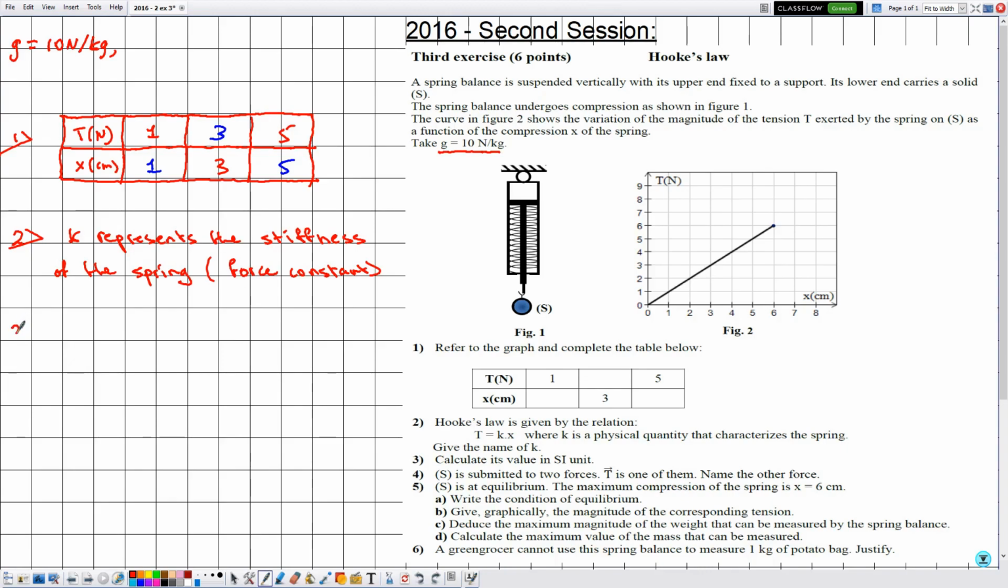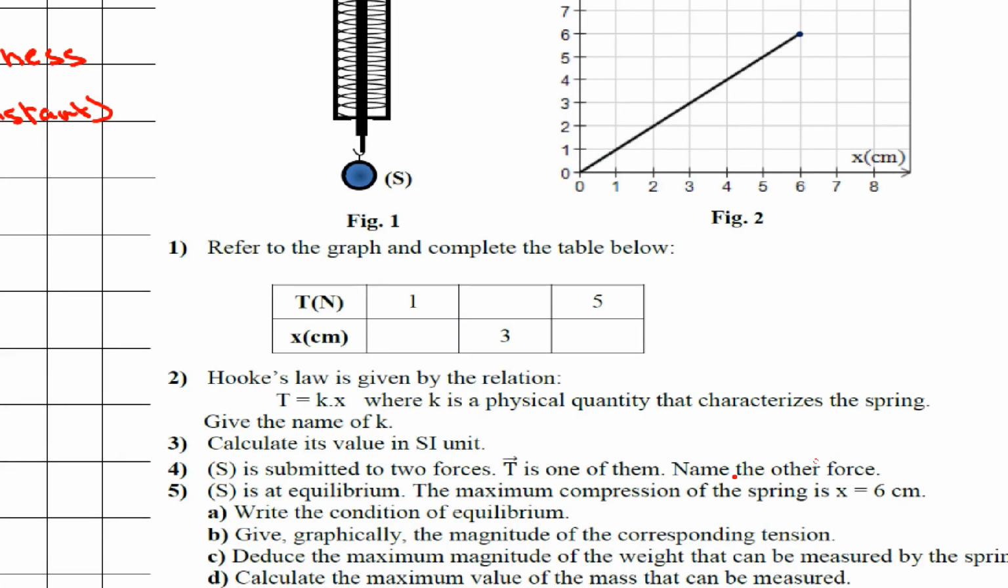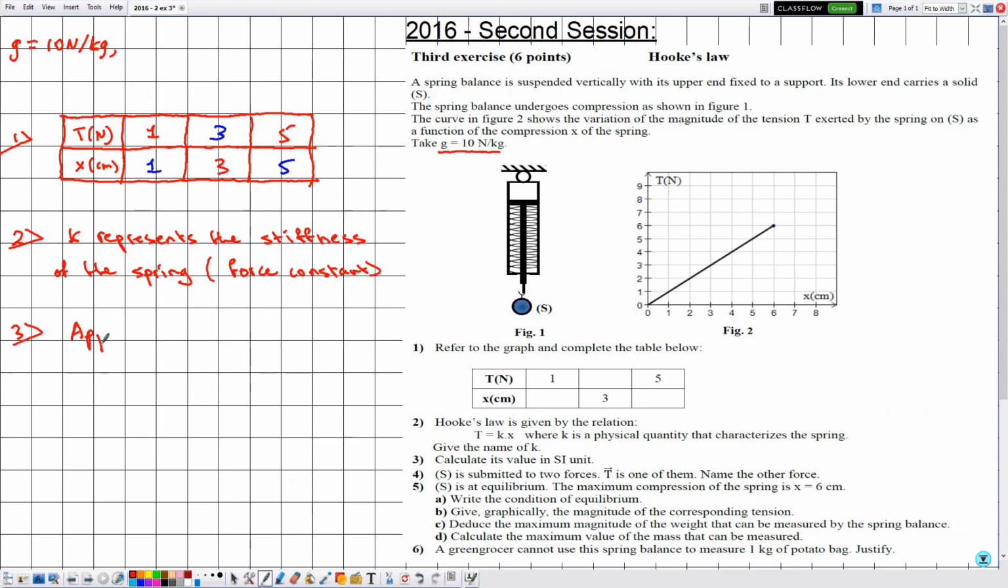And now in number 3, calculate its value in SI unit. So we need to calculate the value of K, for sure using Hooke's law. Then let's apply Hooke's law. Hooke's law is given by T equals K multiplied by X. Knowing that we are interested in determining the value of K, now constructing the triangle of this formula, T will be at the top, K and X are at the bottom. We are interested in calculating the value of K. So K is given by T divided by X.